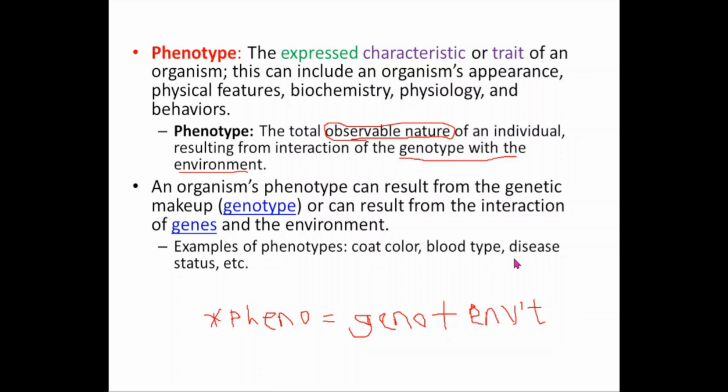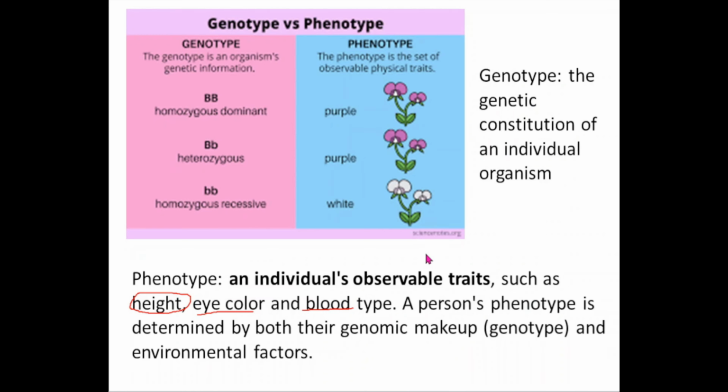Blood type, A, B, AB, O type, what are they? Phenotype. Disease status, these are all phenotypes. Phenotype is an individual's observable traits, the same meaning, such as height, eye color, and blood type. A person's phenotype is determined by both their genomic makeup, genotype, and environmental factors. Repetition is not bad because when things are repeated, you will get a very clear picture.